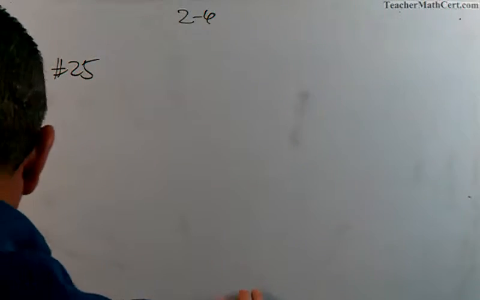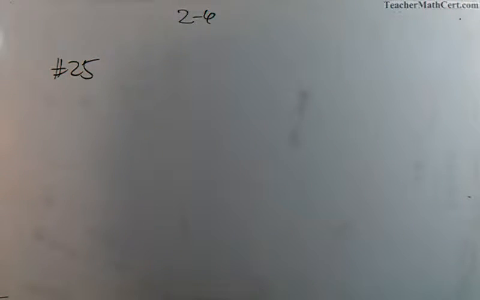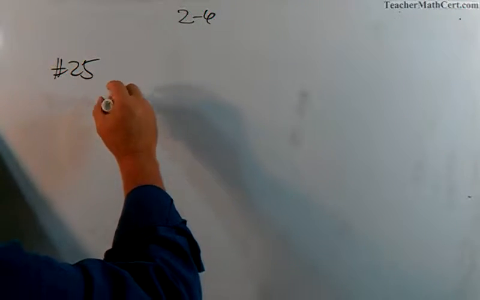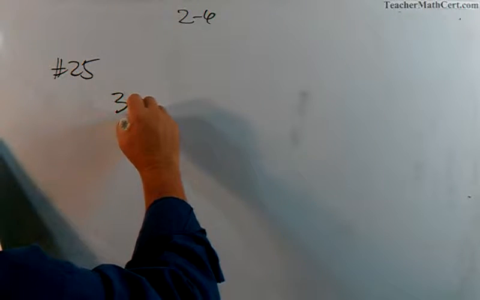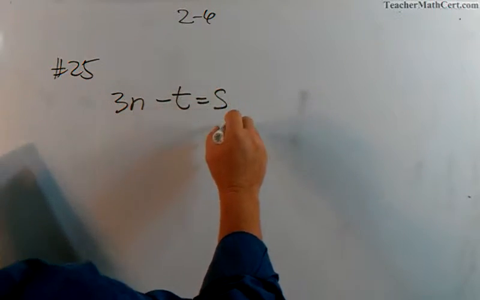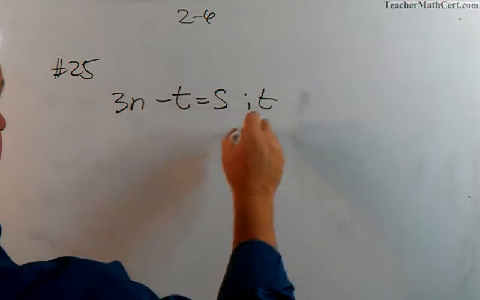All right, number 25. Let's see what happens here. Solve each formula in terms of the given variable. All right, so this is new, so let's go ahead and do it. 3n minus t is equal to s. Find t. All right.